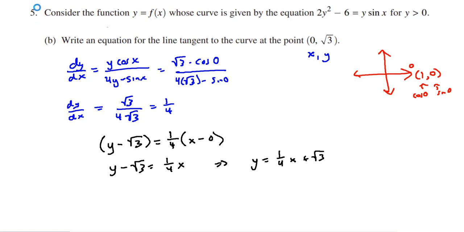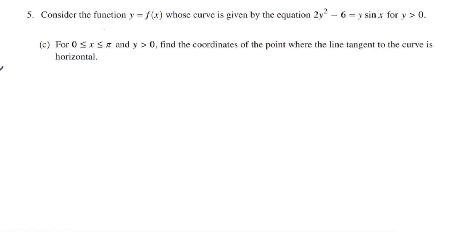That is part B. In part C, we're going to find the coordinates of the point where the line tangent to the curve is horizontal. So what we're trying to find here is a kind of relative min or max or something like that. We're going to set our slope equal to 0, because it is horizontal. So that means my dy over dx is going to be equal to 0.